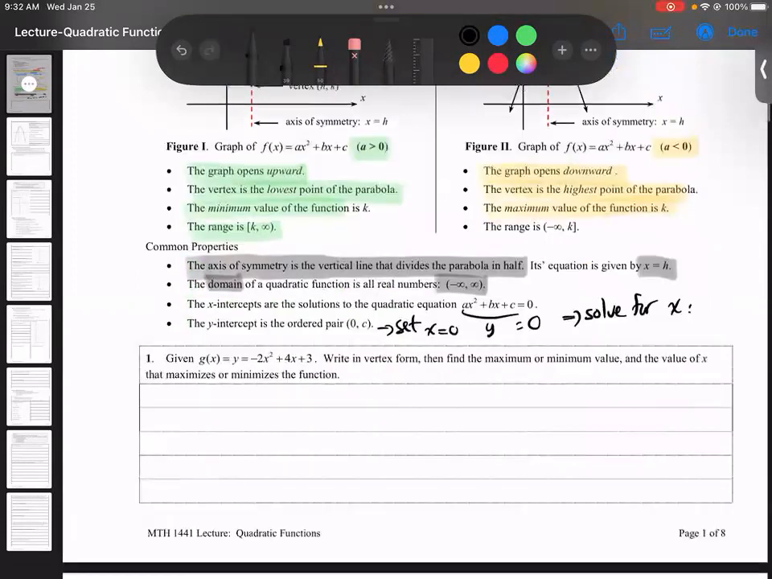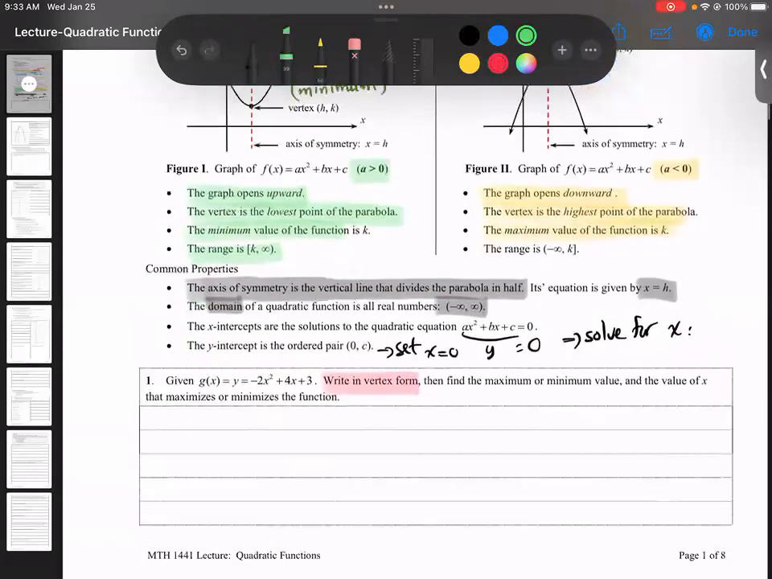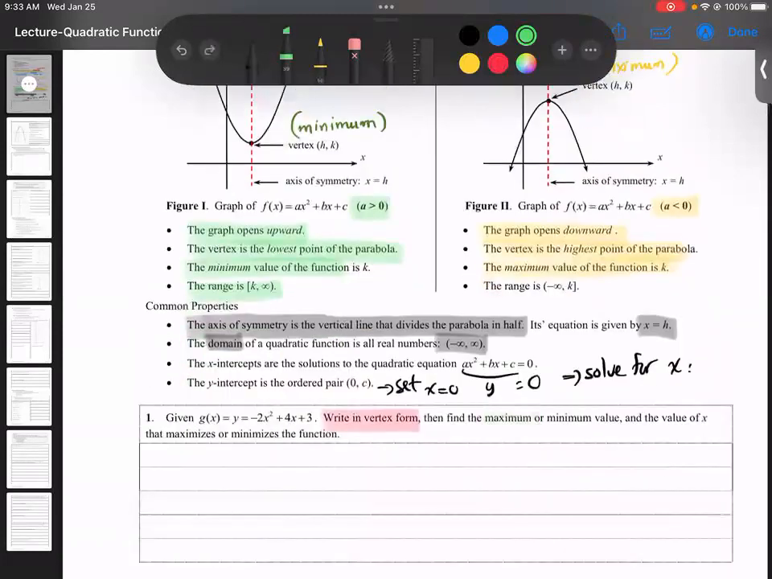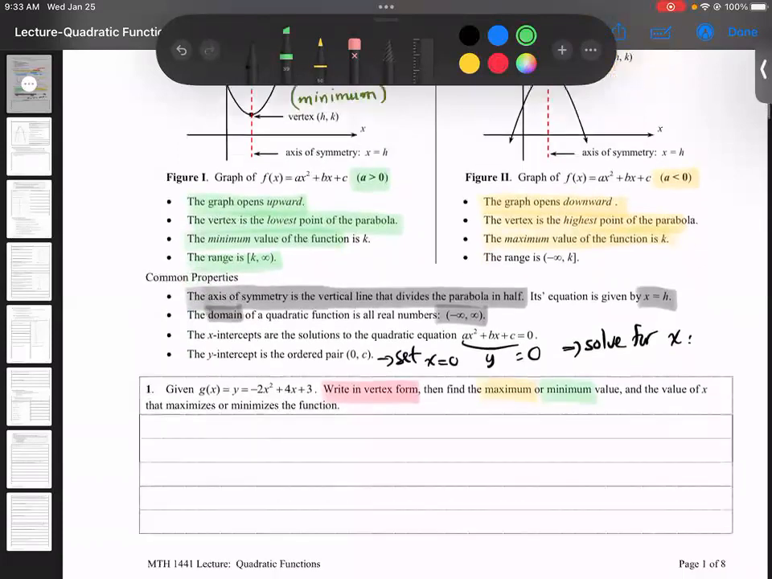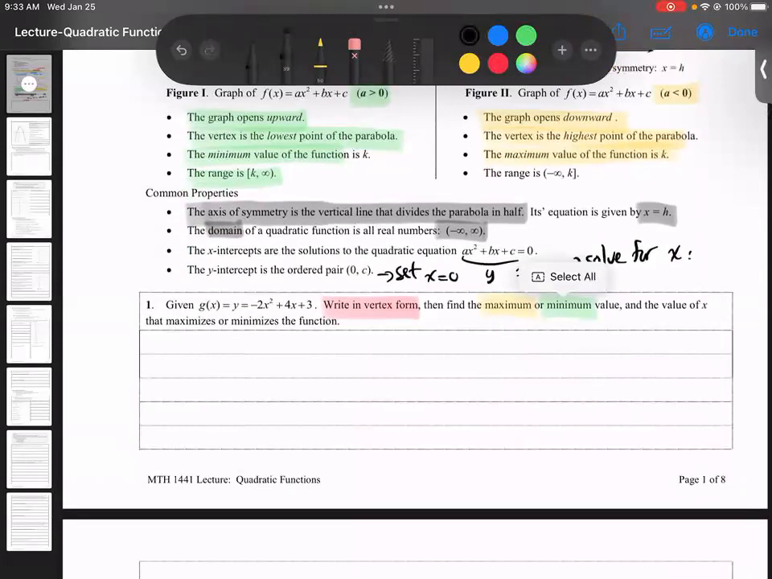Given the general form, negative 2x squared plus 4x plus 3, I want you to write it in vertex form. Highlight in red. Find the maximum, minimum. Maximum in yellow, minimum in green. And the value of x that maximizes or minimizes the function. All right, that's later. But let's find the vertex form. Let's convert it into vertex form.